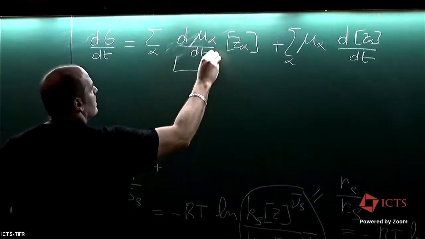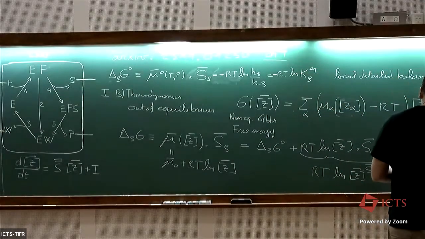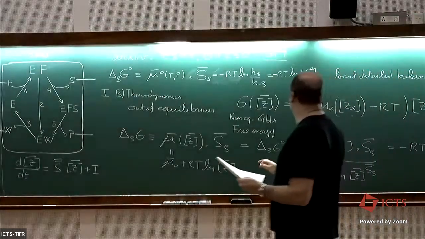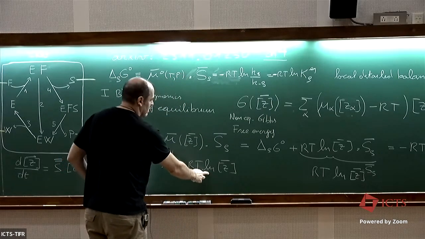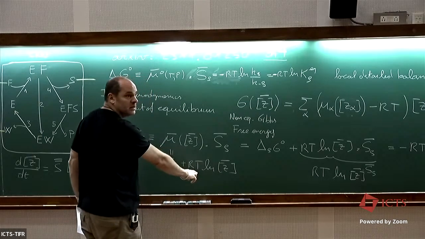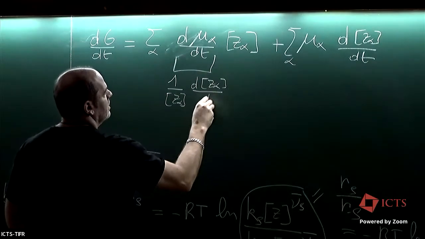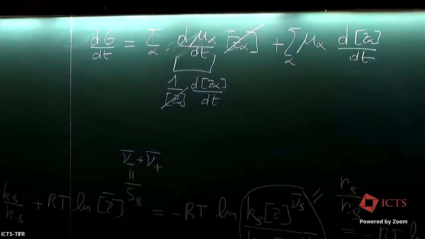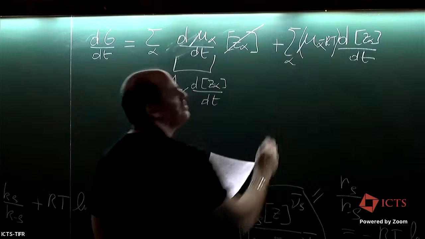Okay. Now what about this guy, the derivative of mu? The mu zero doesn't depend on the concentration, so it's only the derivative of this. So it's RT, and the derivative of the log is 1 over Z. So 1 over Z times the derivative of Z alpha. But you see now that this goes away with this.